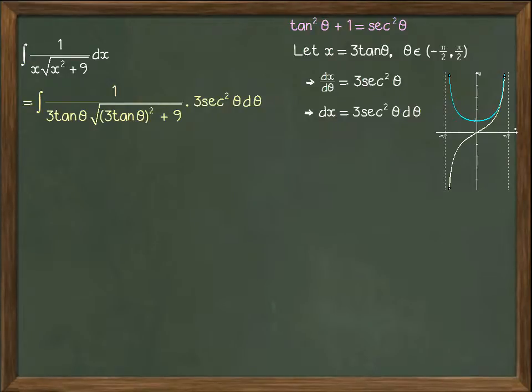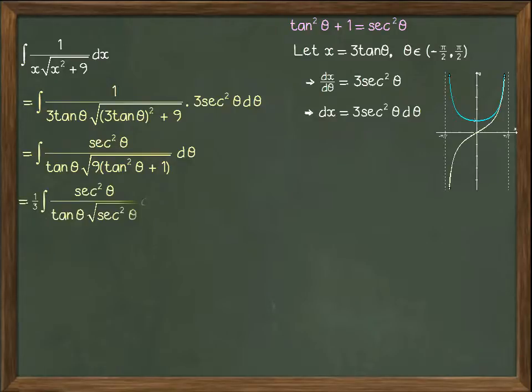Now if I take a look at the square root of 3 tan theta squared plus 9, if I square 3 tan theta, I'll get 9 tan squared theta plus 9. So 9 is a common factor inside my square root. If I take out the 9 as a common factor, I'm left with tan squared theta plus 1, which we know is equal to sec squared theta. And the square root of 9 can be taken out as the constant 1 over 3.